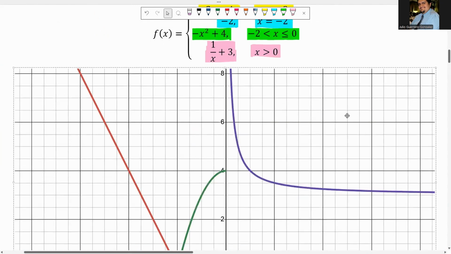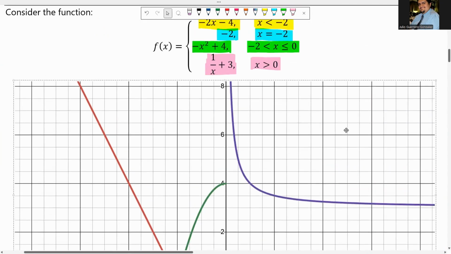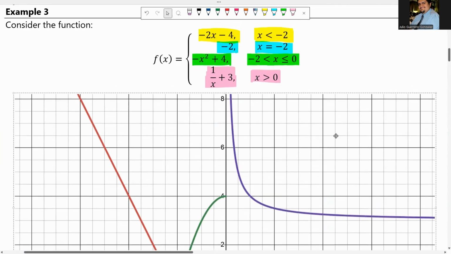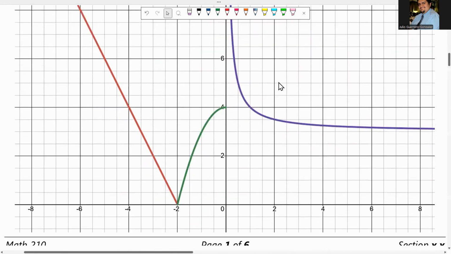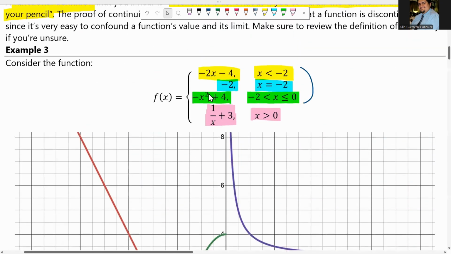So there's this graph. There is one point that is missing, and I do want to point it out. It's these three right here. If x is strictly less than -2, then it's the yellow, -2x - 4. If x is equal to -2 exactly, it's going to be equal to -2. So this is the thing that's sort of missing.